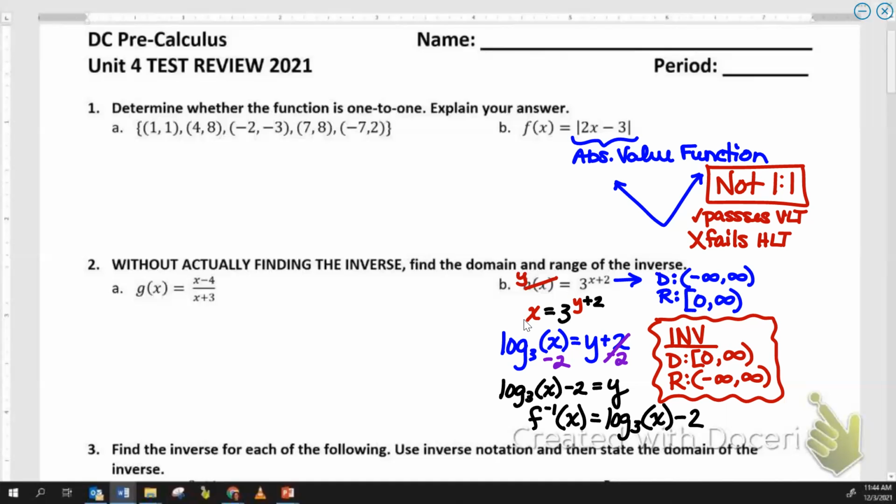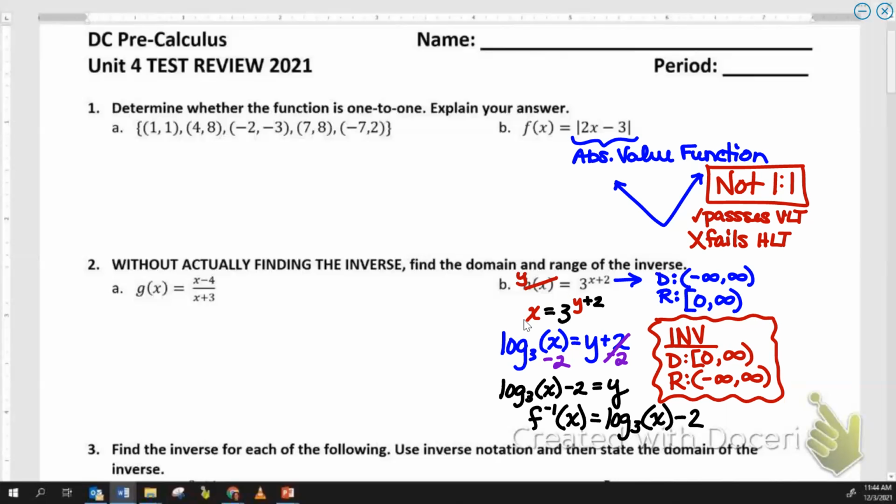Yes, we have equal degree, top and bottom. It's not bottom heavy, it's not top heavy. The only way we end up with a slant asymptote is if it's top heavy. So here, my horizontal asymptote would be y equals 1x over 1x, so y equals 1. So my range, negative infinity to 1, union 1 to infinity.